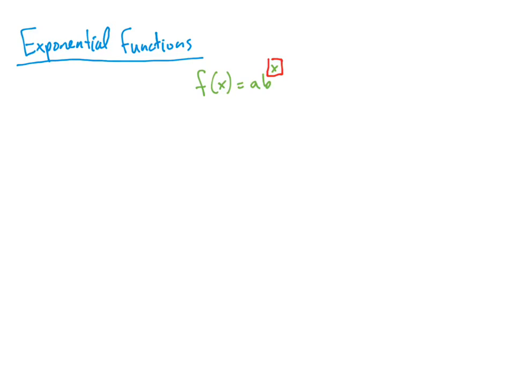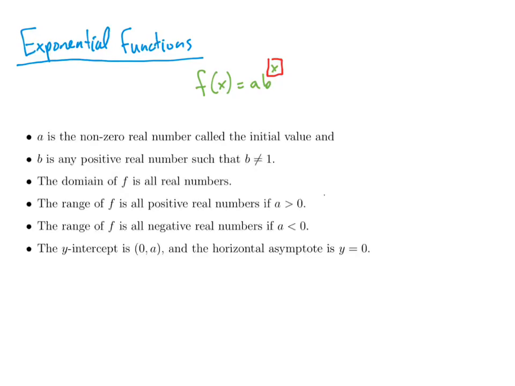Let's look at all the properties that we need to be aware of for an exponential function. So this list shows the properties for an exponential function. We want a to be a non-zero real number. So something like this, f of x is equal to 3 times 2 to the x. The a value is right here. This a value cannot be 0. It can be positive or negative.